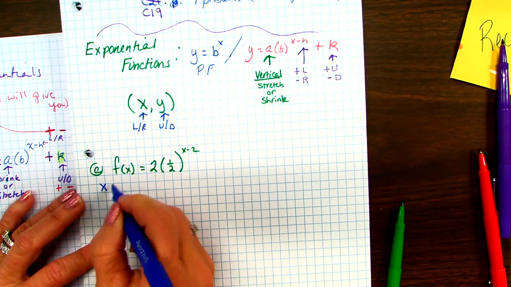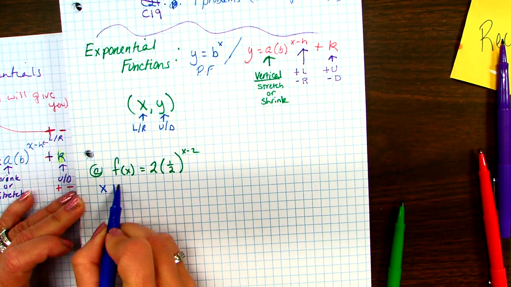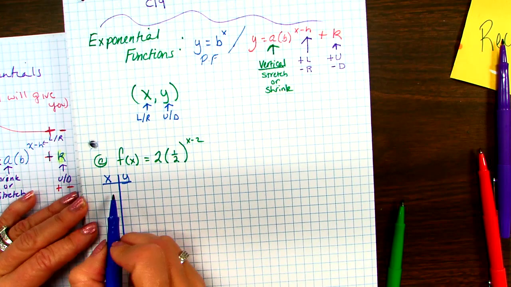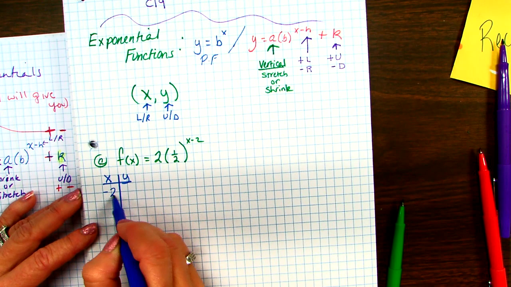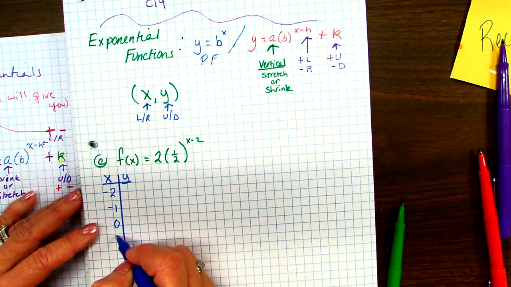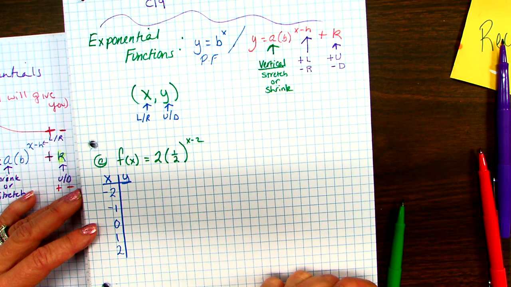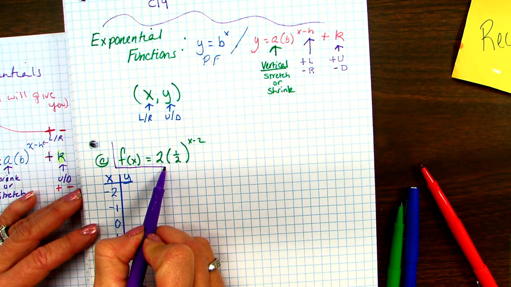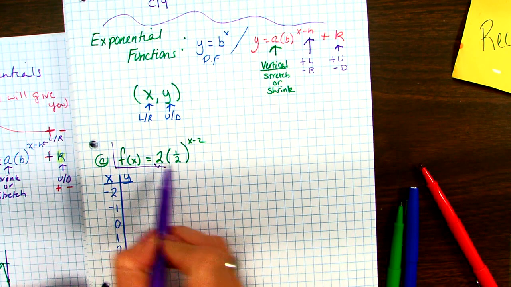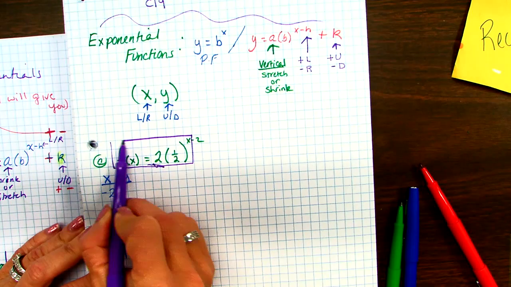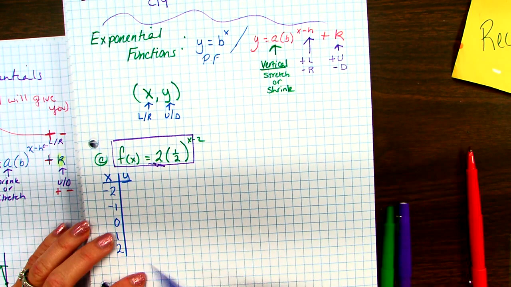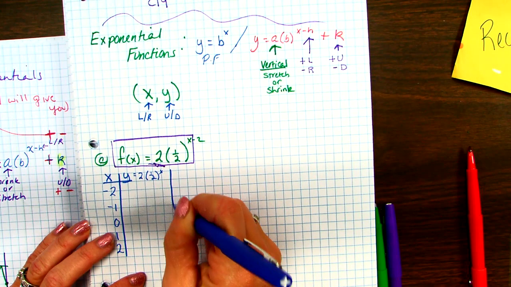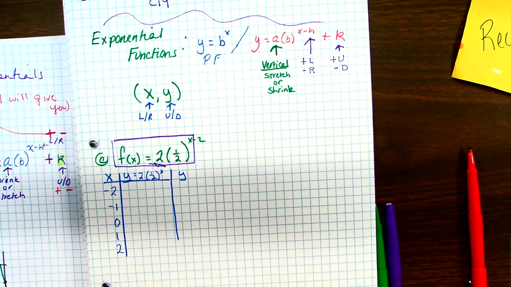So just like we did on the last test with radical functions, we start with the parent function. So let's do that again. We're just going to use those same 5 values every time: -2, -1, 0, 1, 2. We're going to plug right into there. So I'm going to do y equals 2 times 1/2 to the x, and I'm going to get a y value to graph with that, okay?